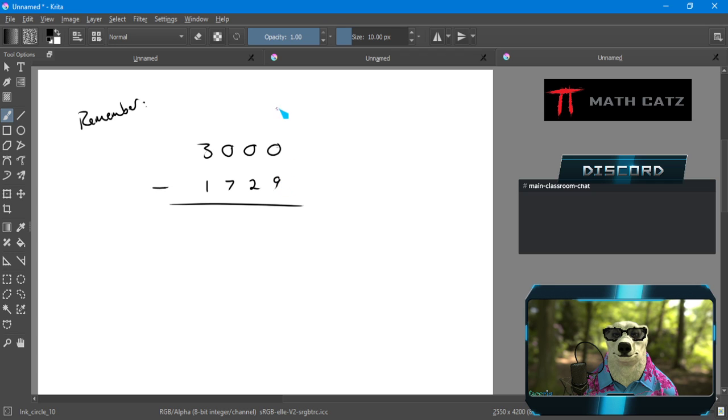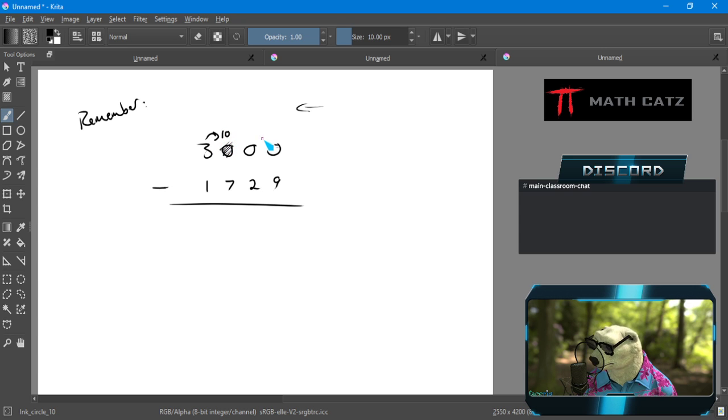What would I do? I still go right to left. I still go to the ones and say 0 minus 9 can't be done. I need to borrow from the tens. There's nothing to borrow. So in order for me to borrow from the tens, I need to borrow from the hundreds, and there's nothing to borrow. So I need to borrow from the thousands. What do I borrow? I always borrow 1. I borrow 1,000.